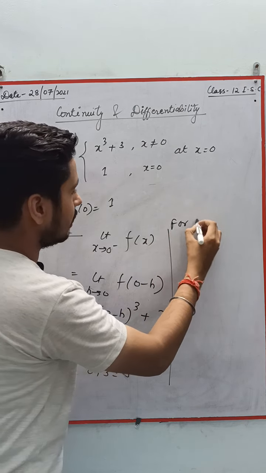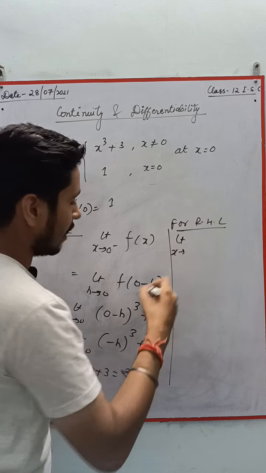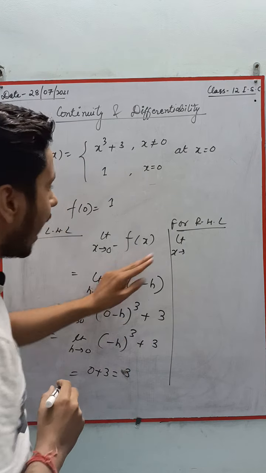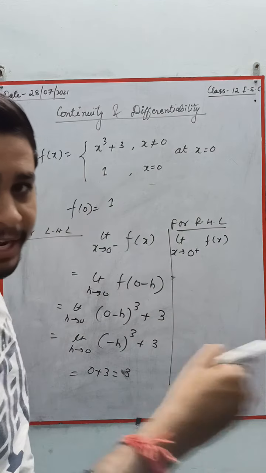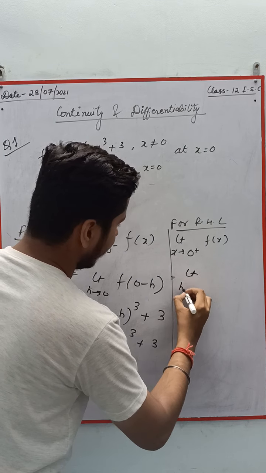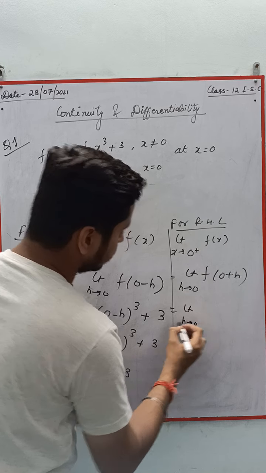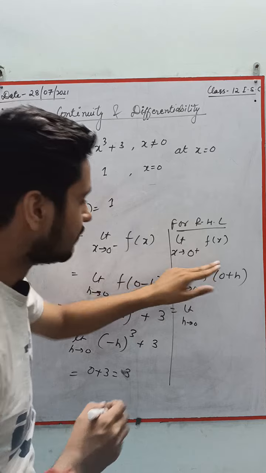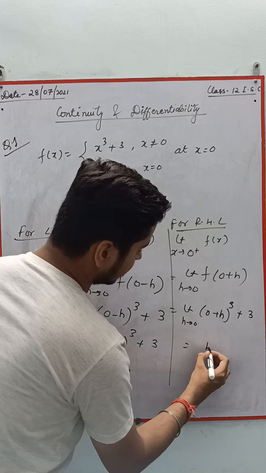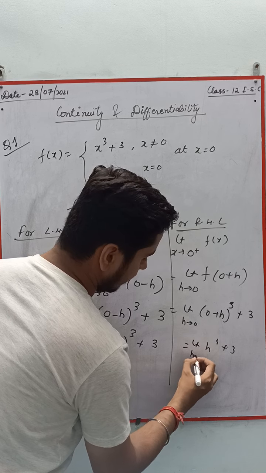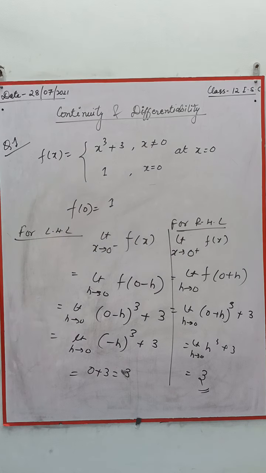Now for RHL, I hope you have started imagining what RHL could be. RHL will be limit x tends to 0 plus of f(x). We are going on the right-hand side. So limit h tends to 0 of f(0 plus h). In place of x we write 0 plus h. So (0 plus h) the whole cube plus 3, which is nothing but h cube plus 3, and limit h tends to 0. On applying the proper limit, we will get 3 as the answer.